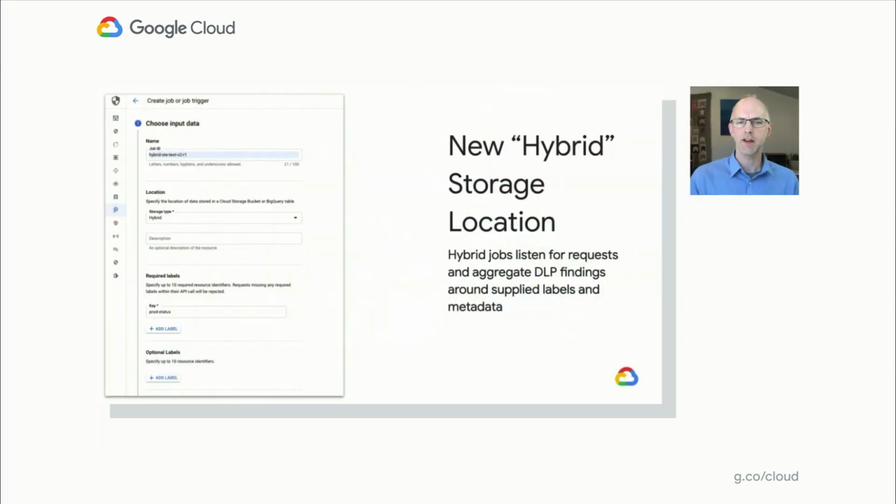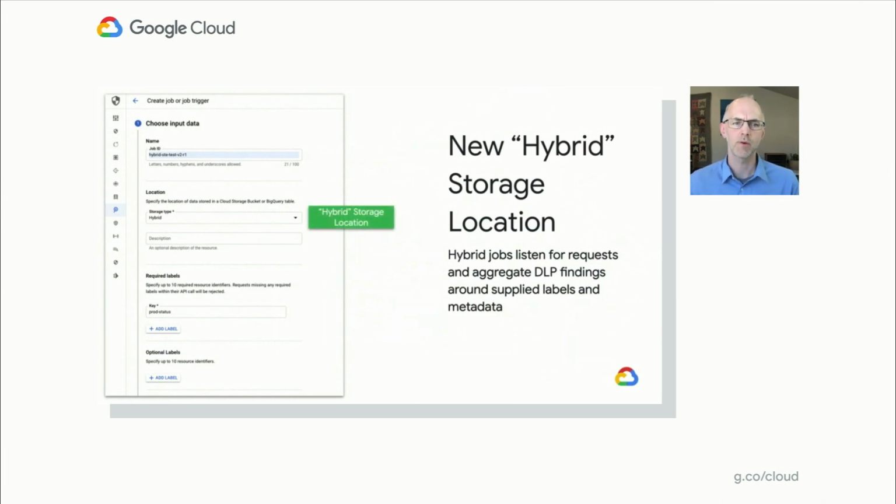Great. Now let's go a little bit deeper on what these hybrid methods look like. When we use the new hybrid method, we create a hybrid job. This job really is an active listener that's going to be listening for requests and then aggregating all those findings for you so that you can come back later and see the results.